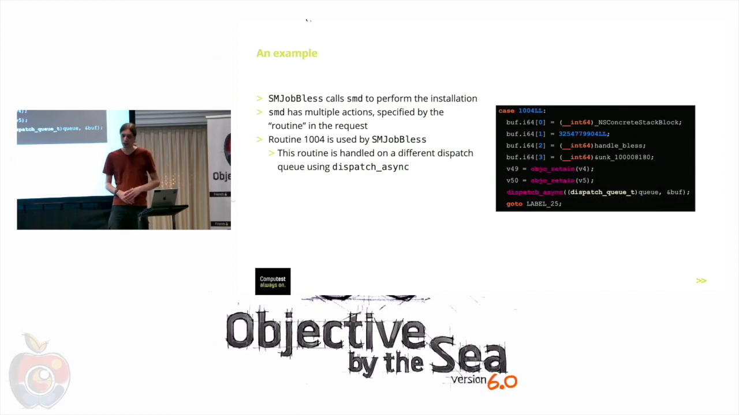And here you can see some part of the disassembled code. So what this does is it asynchronously performs a block. So this is constructing a block, and this is the function that will execute there. I've named it handle bless. It's reverse engineered code, so I just made up that name. And it executes this on a different dispatch queue.